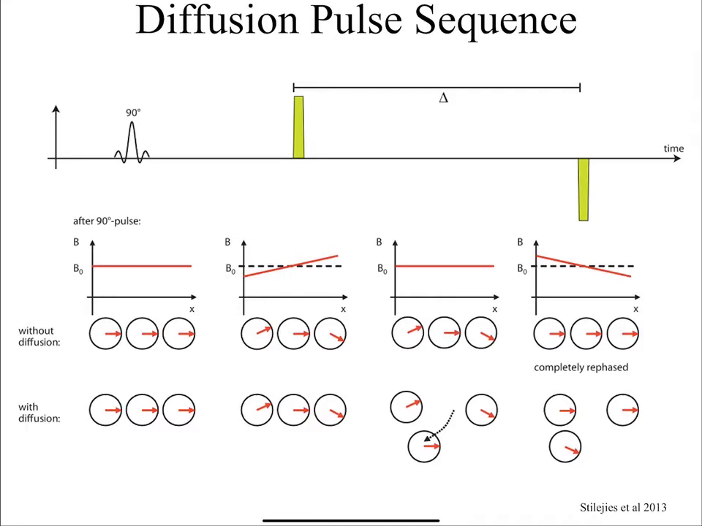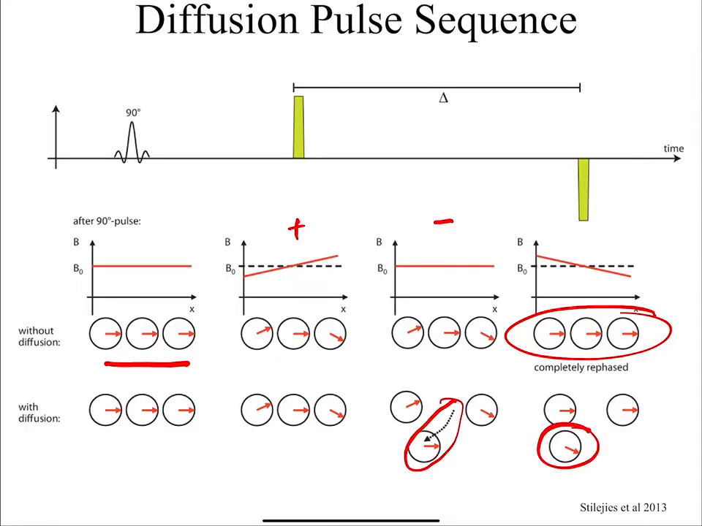So that's shown here, where the spins are without diffusion. If we apply a plus gradient here and a minus gradient here, then at the end of the day, we're completely rephased. Okay, and that's just what we've seen in imaging. So that's the center of k-space. Right? With diffusion, you notice this spin here moves, so it doesn't get the rephasing, okay? And so the overall vector sum is going to be less.